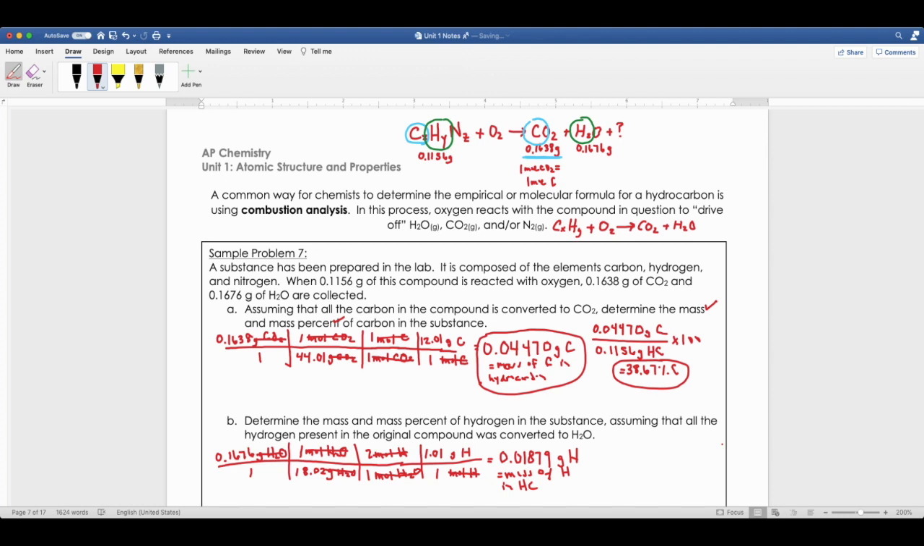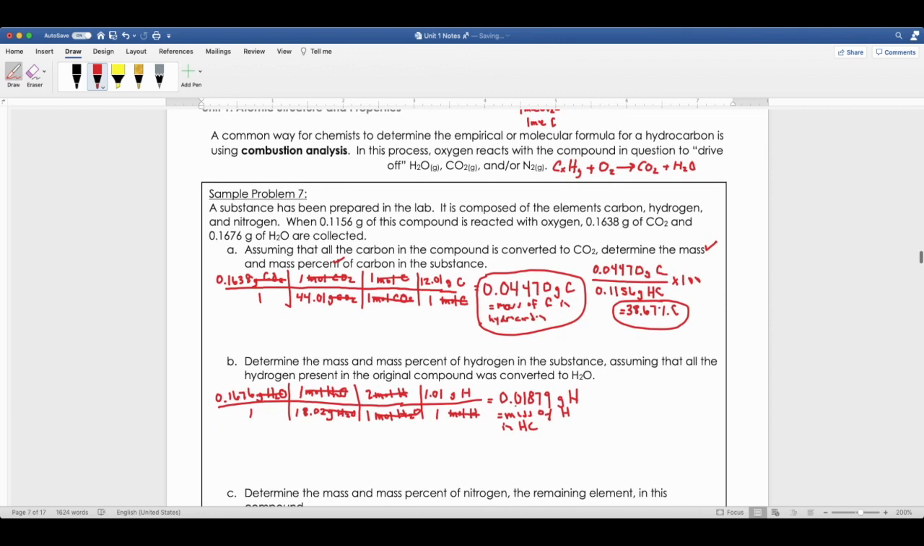So if I want to know what's the percentage of hydrogen in the hydrocarbon, I'm going to do the same thing I did up here. Let's take the mass of hydrogen in the hydrocarbon, which we just said is 0.01879 grams of hydrogen. Divide that by the total mass of that hydrocarbon, HC again, times 100. And I'm left with 16.25.